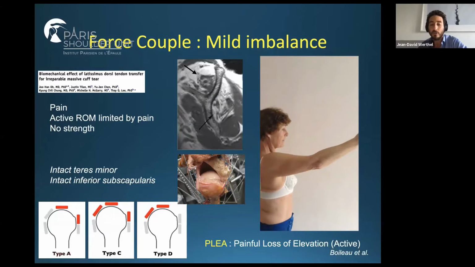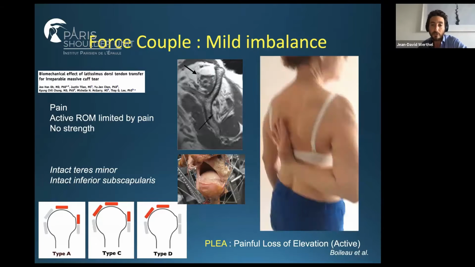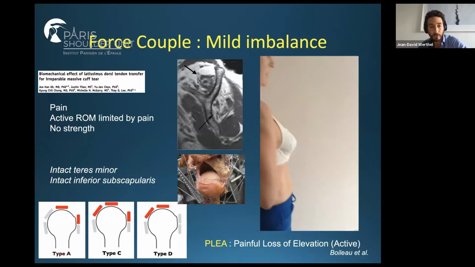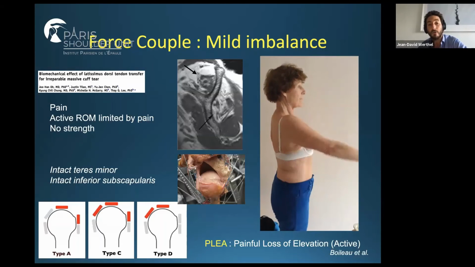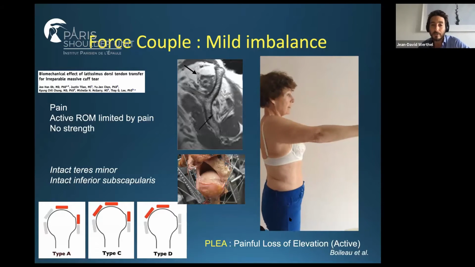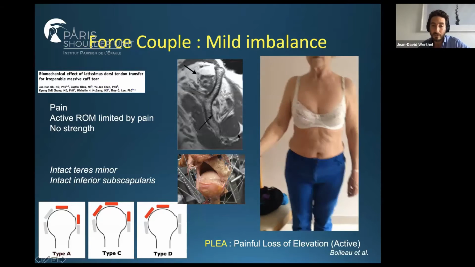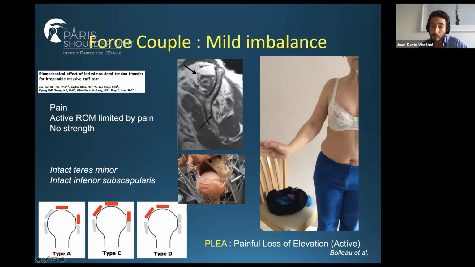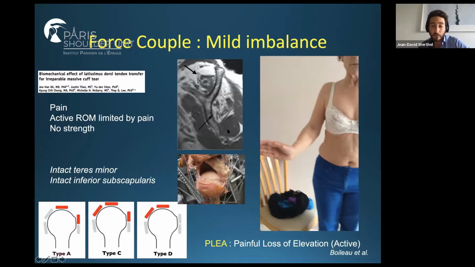In this situation, this is what Pascal Boileau has called painful loss of active elevation, or painful shoulder. It's a functional shoulder, but it's a painful shoulder because of an irreparable rotator cuff tear of the infraspinatus and the supraspinatus. But the shoulder is still functioning, because the inferior subscapularis and the teres minor are still intact, and these two are enough to maintain the vertical balance against the deltoid. So when these two muscles are intact, usually there is not a complete imbalance of the shoulder.